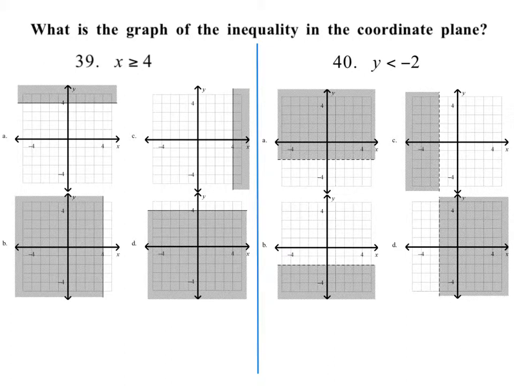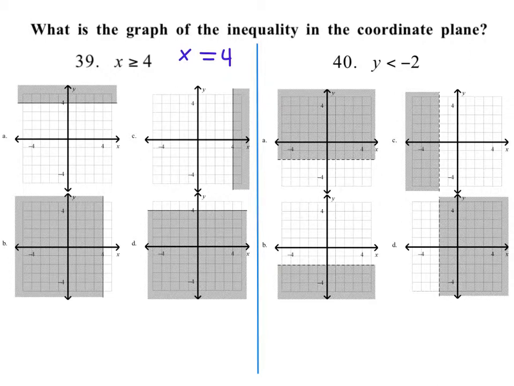Okay, what's the graph of the inequality in the coordinate plane? Well, in order to first know what the inequality is, we need to graph the actual matching equation for this. And what do I mean by the matching equation? For this one, it would be x equals 4. We've got to find the line before we know what to shade on which side of it.